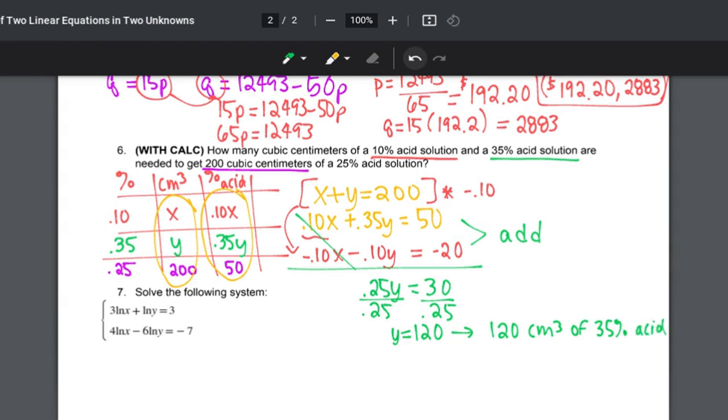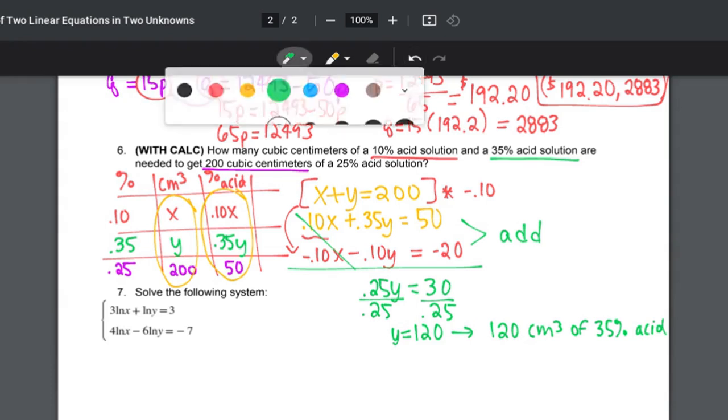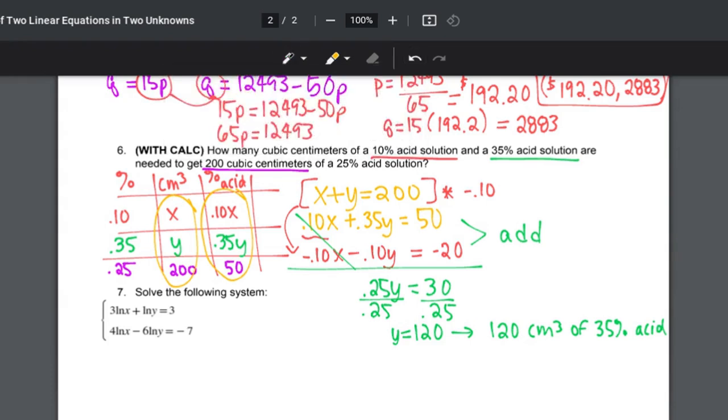And then we need to find the other half of the answer. So we should plug in the 120 into one of our equations, probably the top one. So x plus 120 is equal to 200, which means that x is equal to 80. So then write a little sentence about that as well. So 80 represents 80 cubic centimeters of 10% acid.